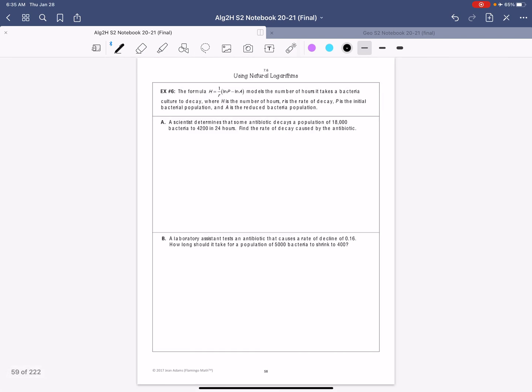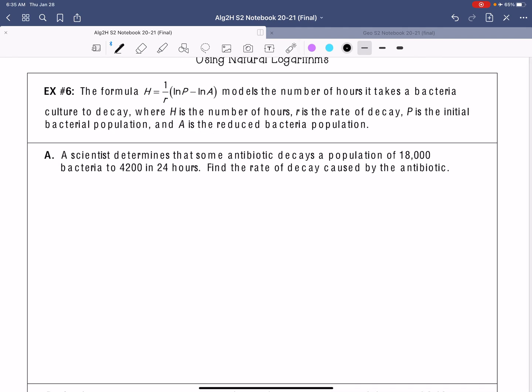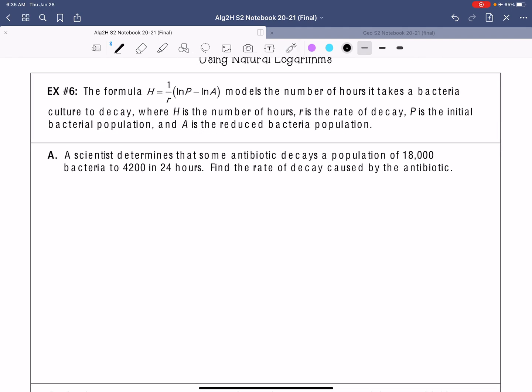All right, last problem, a word problem, but it's not too difficult at all. So it tells us in this formula, h equals 1 divided by r, natural log of p minus natural log of a models the number of hours it takes bacterial culture to decay, where h is the number of hours. So let's just write down all of our variables we have. So we have h, which is my hours. We have r, which is my rate. We have p, which is my initial amount. And then we have a, which is the reduced bacteria, not like the after amount.